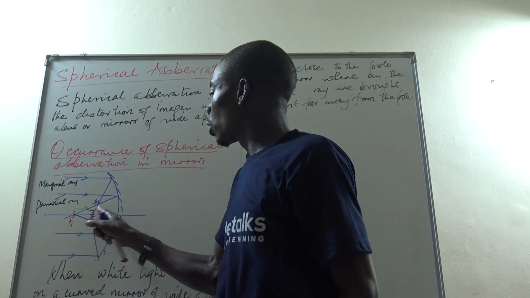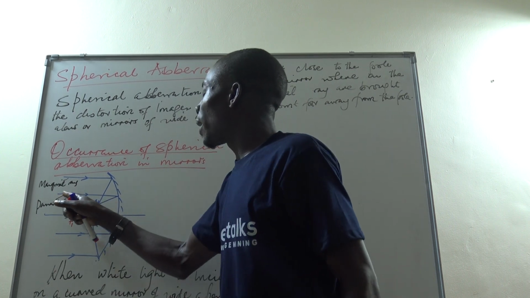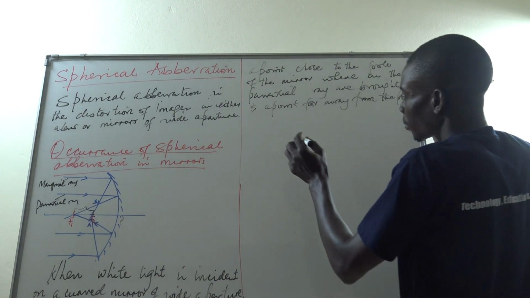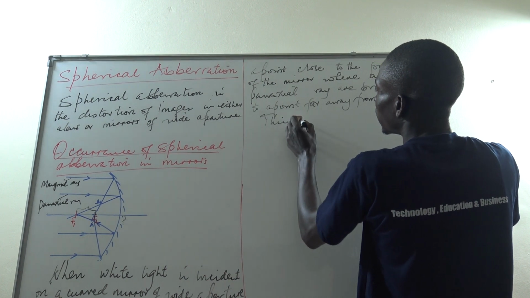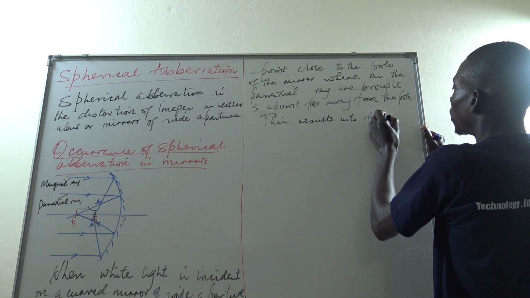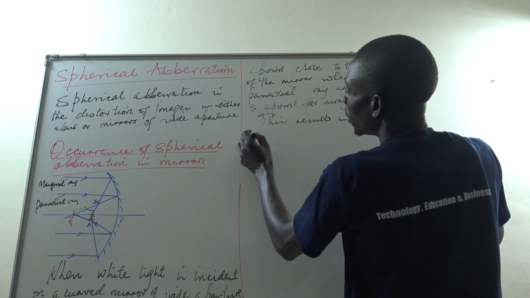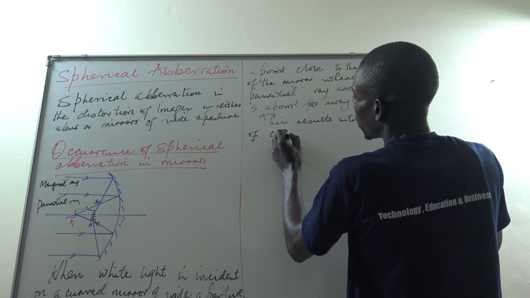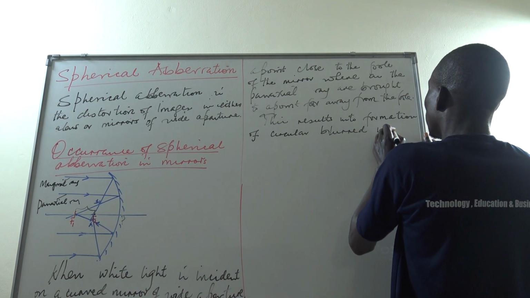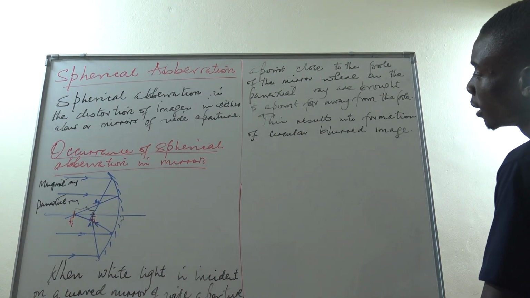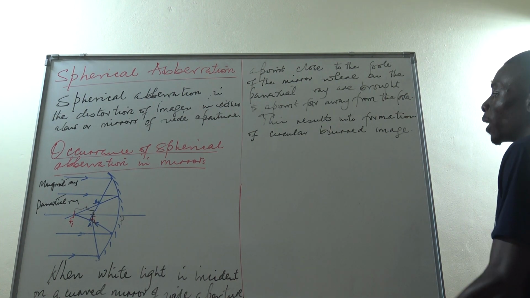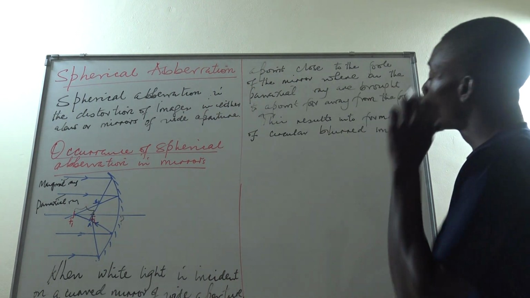That the marginal rays are very close to the pole is here, and now the paraxial is brought to a different point. And remember, the images are formed at that point. And then we say this results in formation of a circular blurred image. Okay? This will result in formation of a circular blurred image within that region there, what I call longitudinal aberration. The image you'll see will be circular and blurred, not clear.